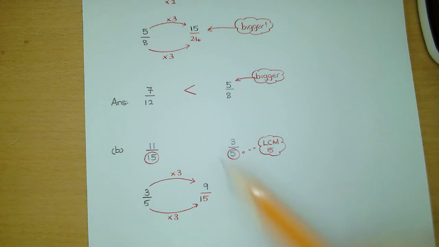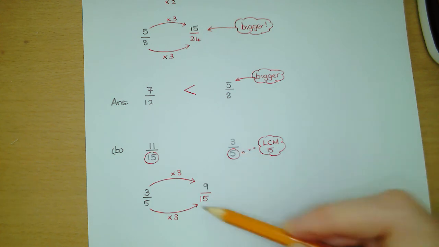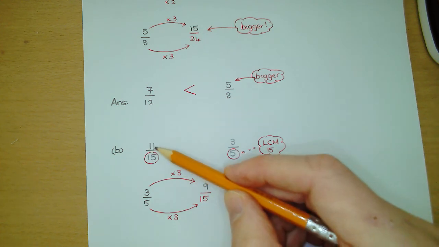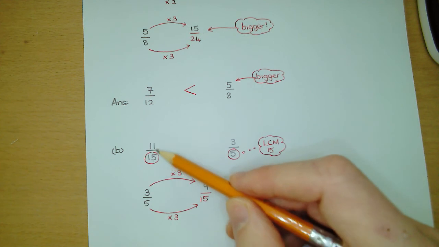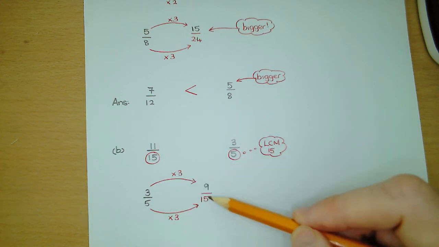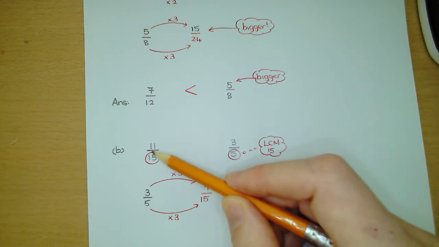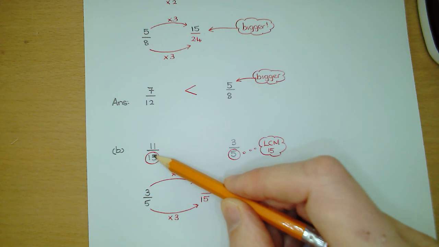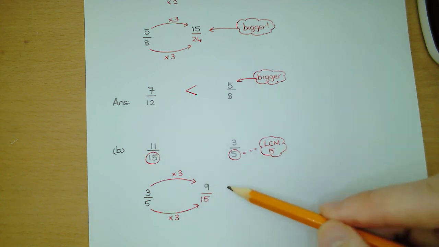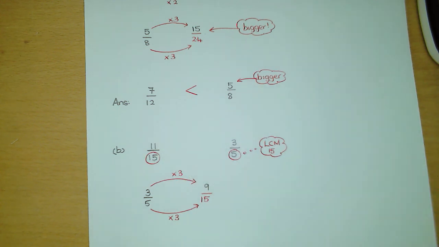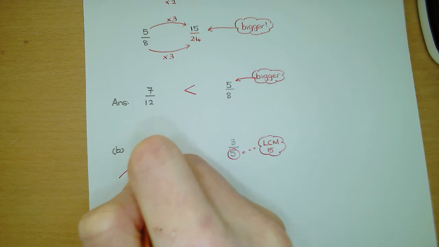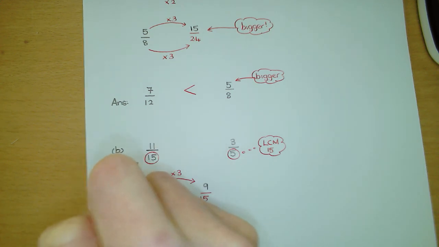Now, 3/5 is the same as 9 over 15. So we're now comparing the two fractions that have the same denominator. So we've got 11 over 15 and 9 over 15. Well, clearly this one here is going to be the bigger one because 11 is bigger than 9. So in this situation, 11 over 15 is bigger.